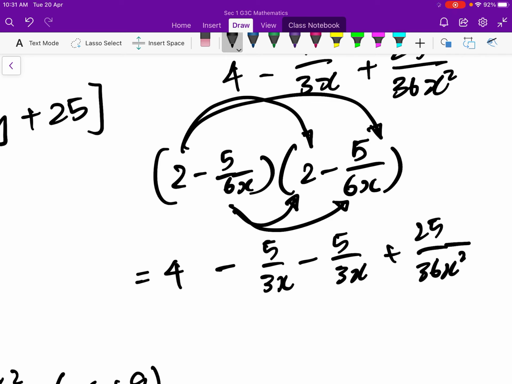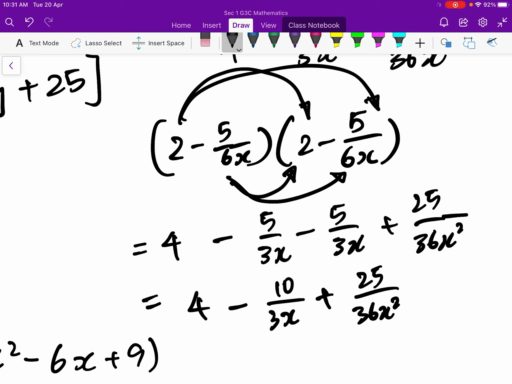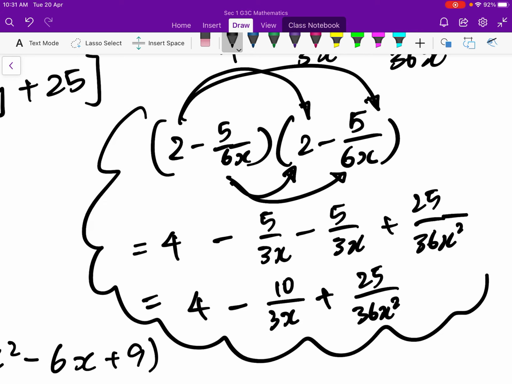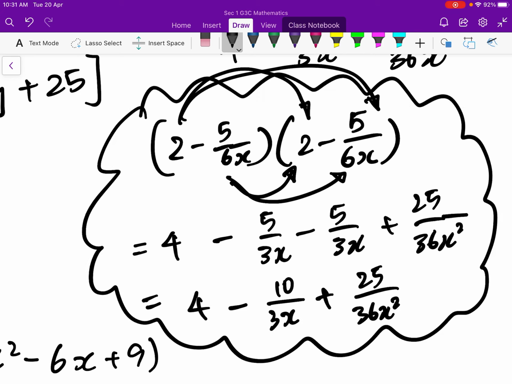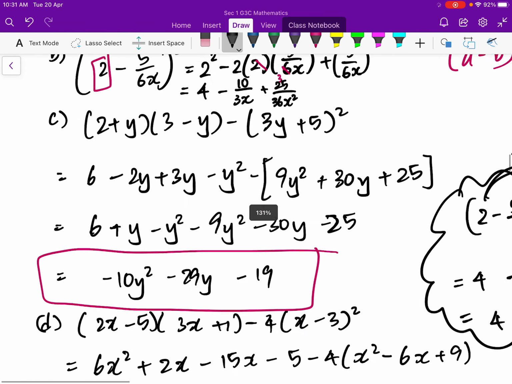But it's just that more steps are involved. You see, 4, then you minus 2 of the same things, 2AB. Okay, so 2 minus 10 over 3x. Then you plus 25 over 36x squared. It's the same, but takes you a bit more time. And more room for careless mistakes, the more steps you have. So my recommendation, just memorize the formula.